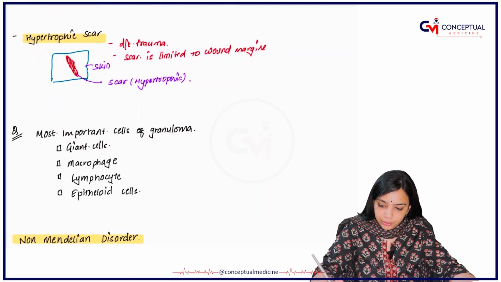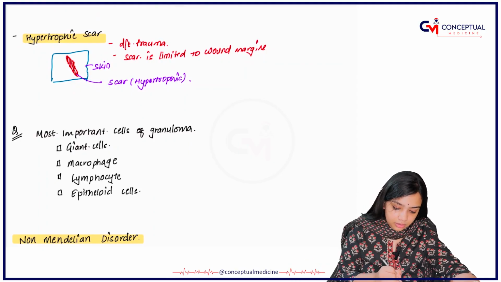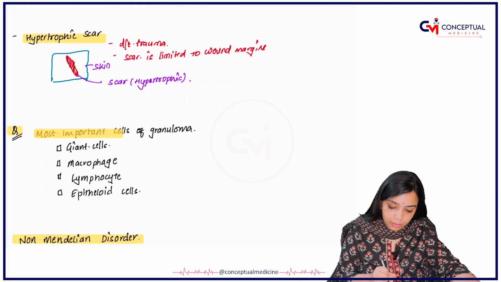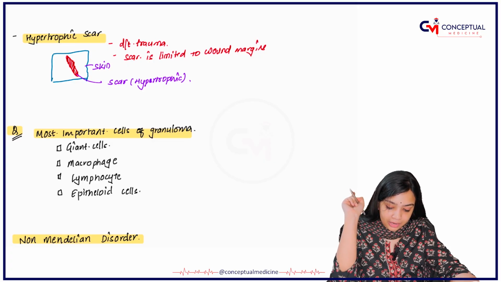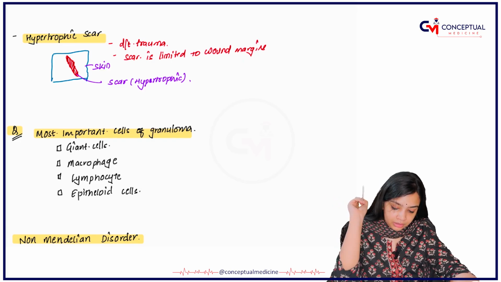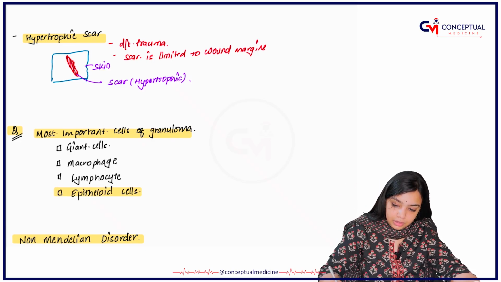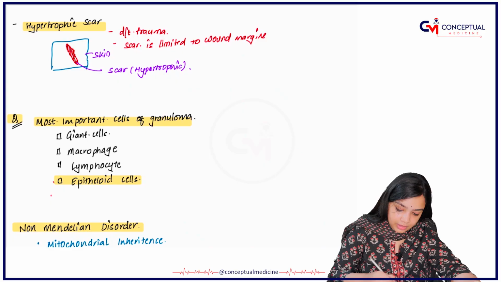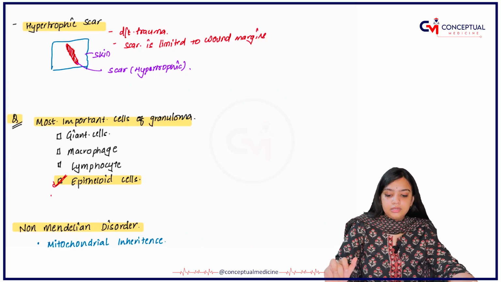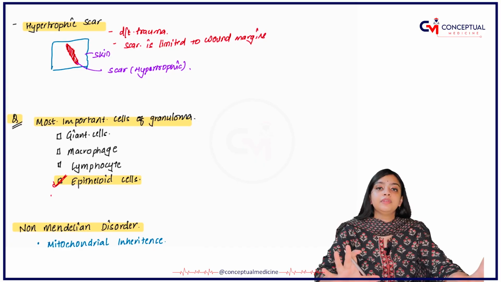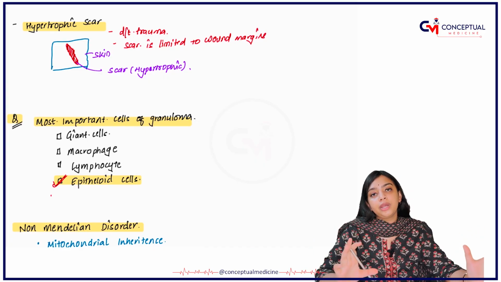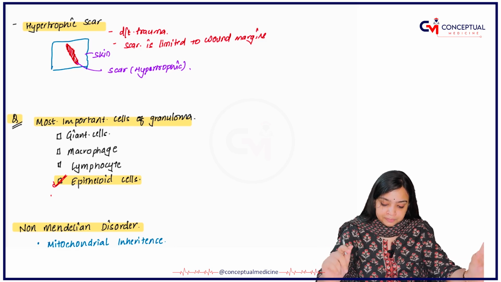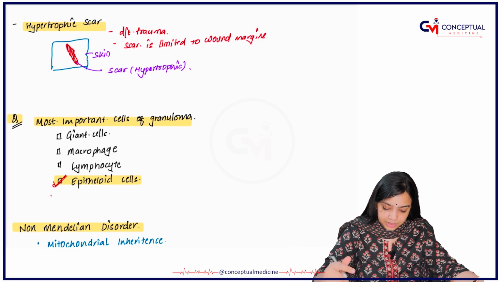Next, I have a question for you guys. Tell me the answer. What are the most important cells of granuloma? Your options are giant cells, macrophages, lymphocytes, or epithelioid cells. The answer is epithelioid cells. This was all about chronic inflammation. We have talked about wound healing, about keloid and hypertrophic scars, and we have also solved an MCQ.